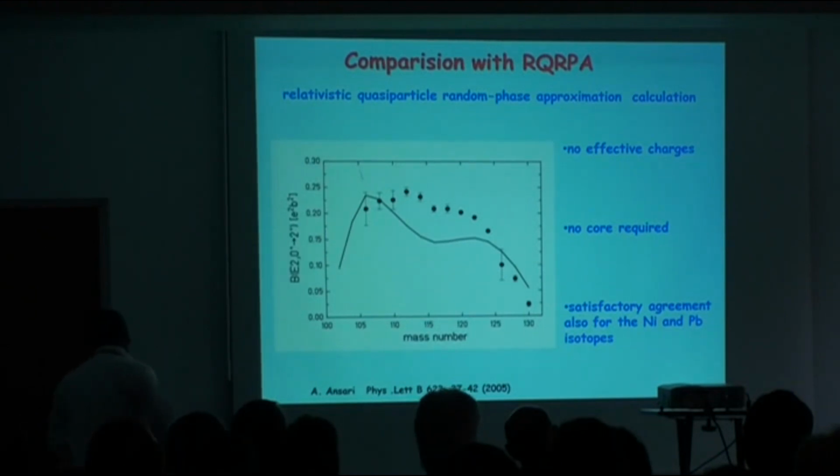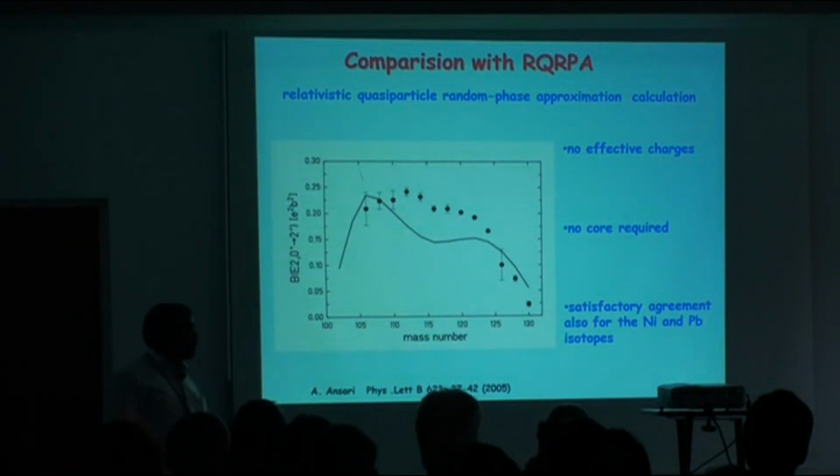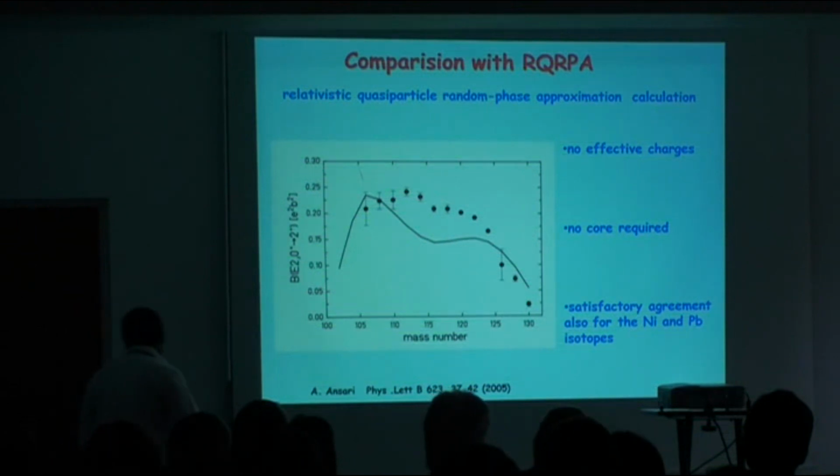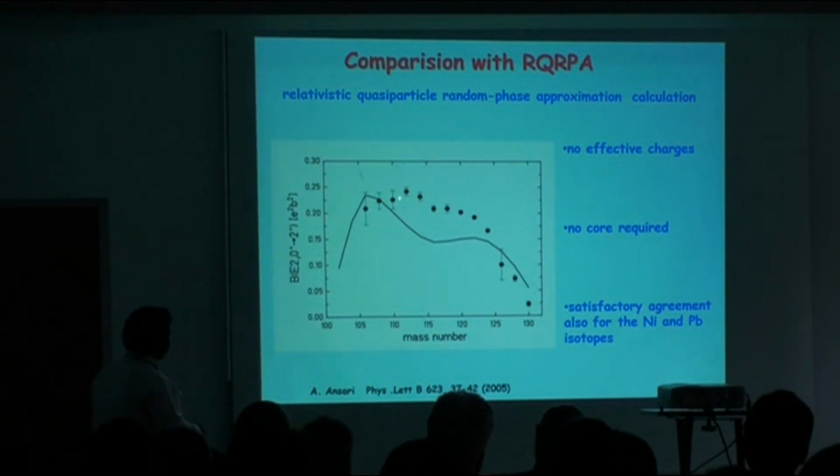The other theory with which we can compare this is the relativistic quasi-particle random phase approximation. As you know, these calculations do not depend on any effective charge, no core is required, and they have also given very satisfactory results for other isotopic chains like nickel and lead. So what we observe is a higher B(E2), I mean the B(E2)s are going up as they do here, but still there is a little gap in the absolute B(E2) value over here.